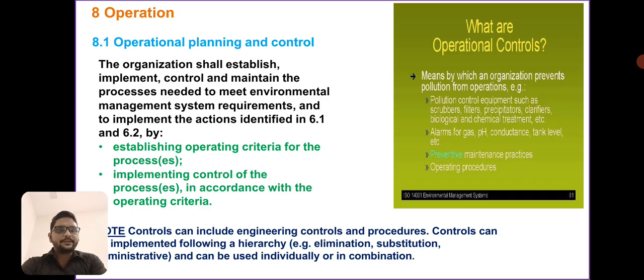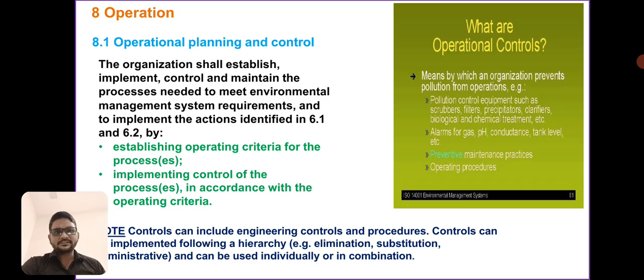Establishing operating criteria for the processes and implementing control of the processes in accordance with the operating criteria. 6.1 and 6.2: 6.1 is the subclauses of the planning phase.